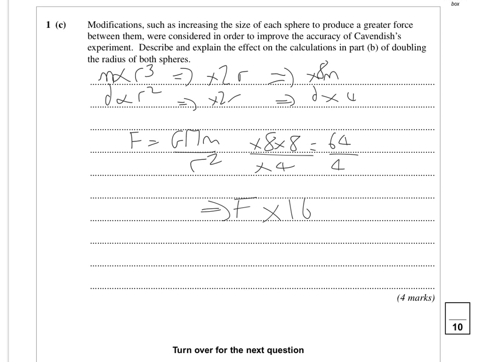So it's about working out what happens to each of the properties. Each of the masses would be times by 8 because it's r cubed, but the force is proportional to one over the distance squared. So then you'd end up with 8 times 8, so times 64 on the top line, and times by 4 on the bottom line, giving you a net change of 16.